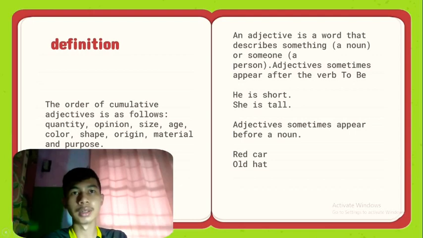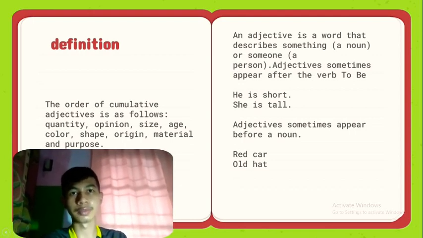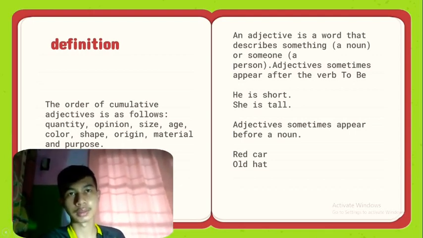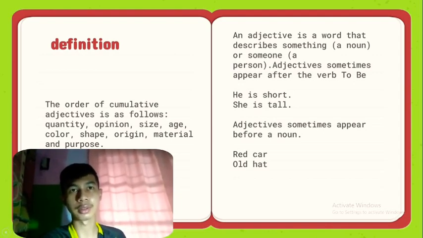Definition: the order of cumulative adjectives. So, adjective word order is the order of cumulative adjectives as follows: quantity, opinion, size, age, color, shape, origin, material, and purpose.